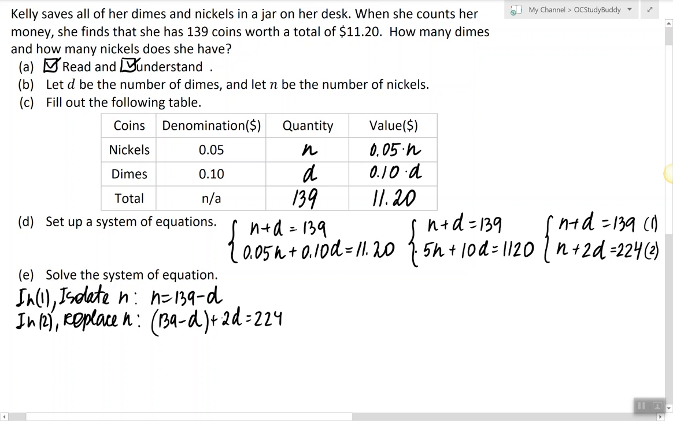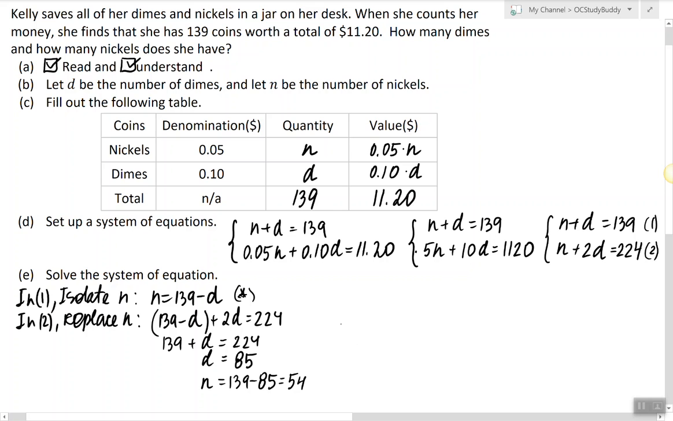As a result, I have a simple equation in one variable, which I can solve by isolating the variable. In this case, it's easy. I just have to subtract 139 from 224. So d is 85. And now to find n, I just plug in 85 into this equation. So 139 minus 85 is 54.